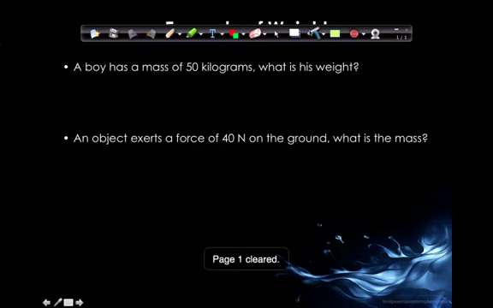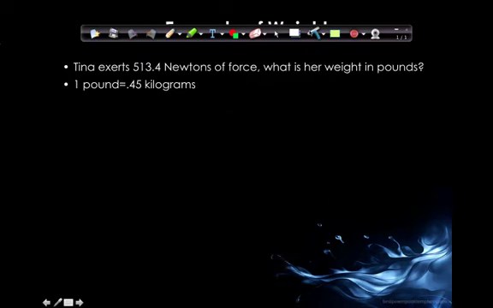All right, so let's look at something else. Tina exerts 513.4 newtons of force. What is her weight in pounds? We're looking for weight in pounds, and the information that it tells you is that 1 pound is equal to this many kilograms. So let's pull out the information and see what we're looking for. We're looking for weight here.